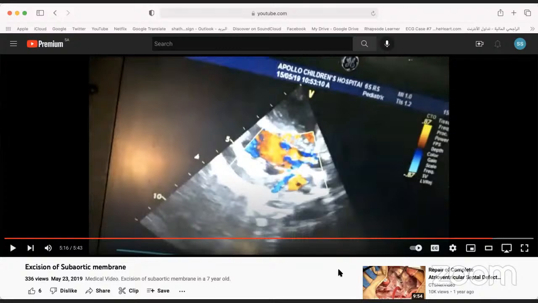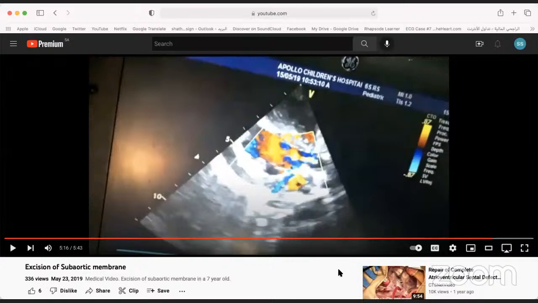But let's say the regurgitation was significant. It was not mild, it was moderately severe. Is there anything else you should do in this case? Well, can we consider aortic valve repair or replacement? Okay, replacement will be a little bit too aggressive, especially regarding our children, but if you have to, of course you have to. Repair is the way to go.